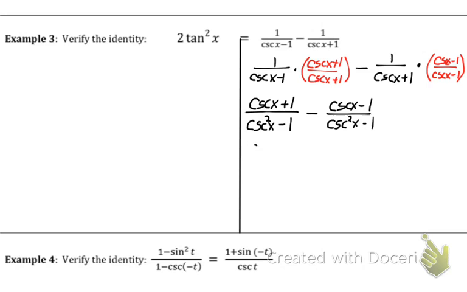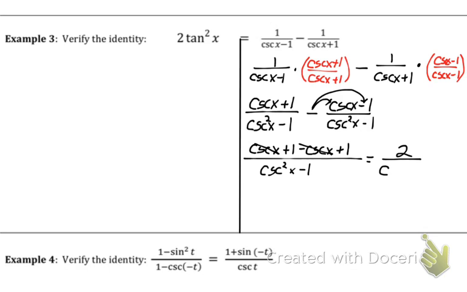So what that's going to leave us with is cosecant x plus 1, distributing this to there is going to be minus cosecant x plus 1 over cosecant squared x minus 1. Simplifying this, our cosecants will cancel out, and we'll be left with 2 on top. So that's the same thing as 2 over cosecant squared x minus 1. Using your identity sheet, you'd realize that this is actually 2 over cotangent.